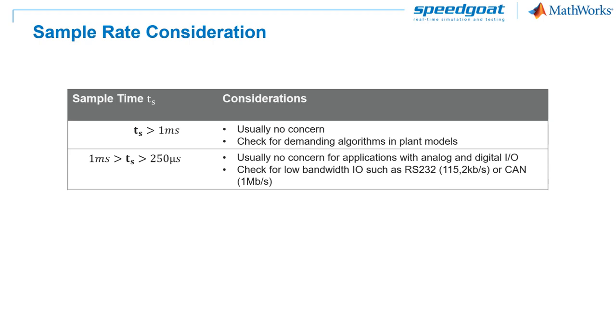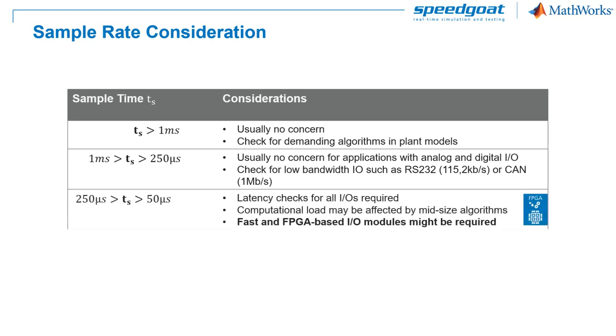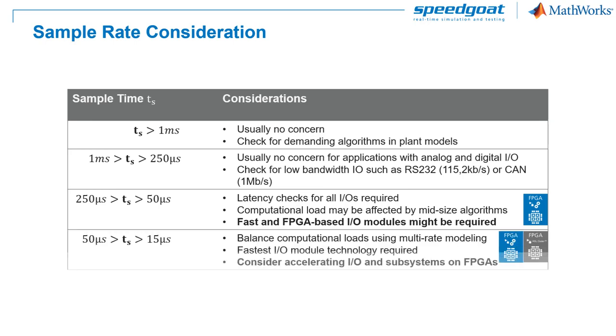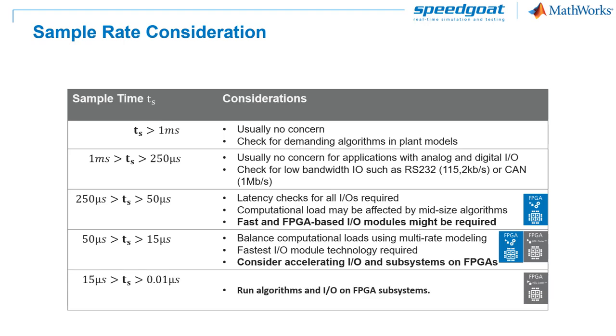For sample times, let's say higher than 250 microseconds, we suggest to check for fast I/O modules. If you tackle shorter sample times, Speedgoat will help you to investigate. Quite often, faster I/O modules and configurable FPGAs may already help a lot. If sample times are below 50 microseconds, it starts to become worthwhile to run parts of your I/O on FPGAs. And for even lower sample times, both algorithms and I/O need to run on a Simulink-programmable FPGA.